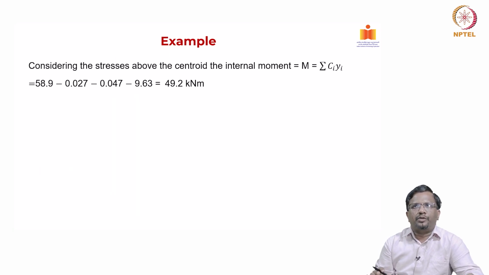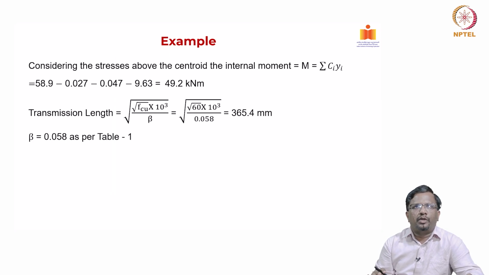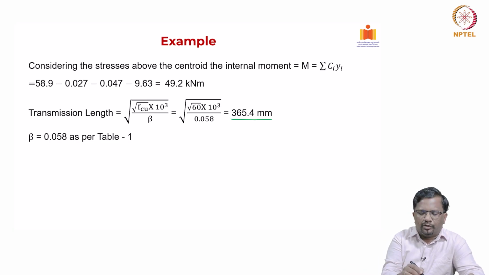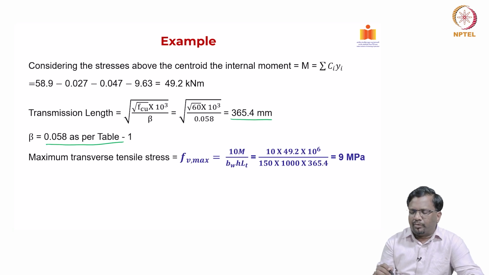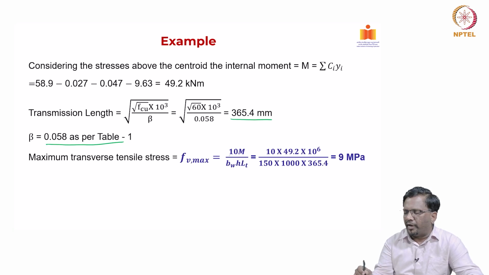Okay. So, if you do that, you get the moment of about 49.2 kilonewton meter, and the transmission length, now if you substitute it, you get about 365.4 millimeter, and beta works out to be 0.0058 as per table 1, and the maximum transverse tensile strength we already got, 10 M divided by Bw2 into H into Lt, that works out to be 9 megapascal.